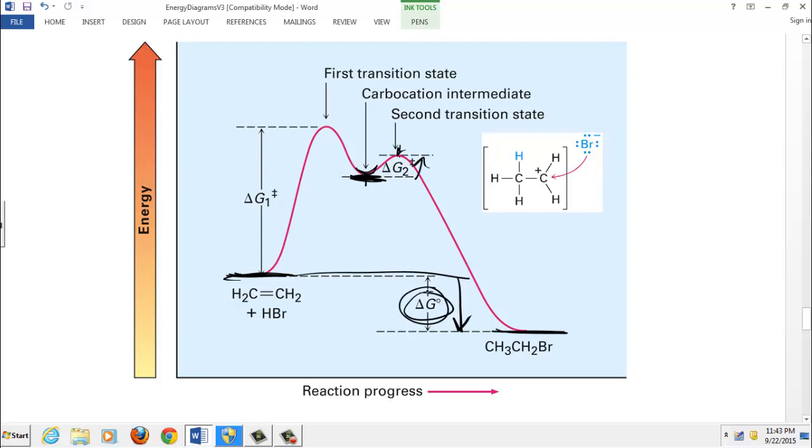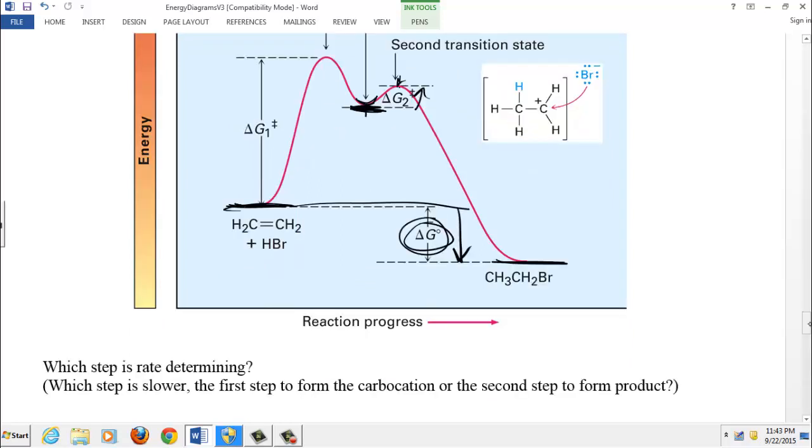And that means it's spontaneous. So this is a very spontaneous reaction. It happens quite easily in the lab. And now let's ask a question to see how well we understand this.